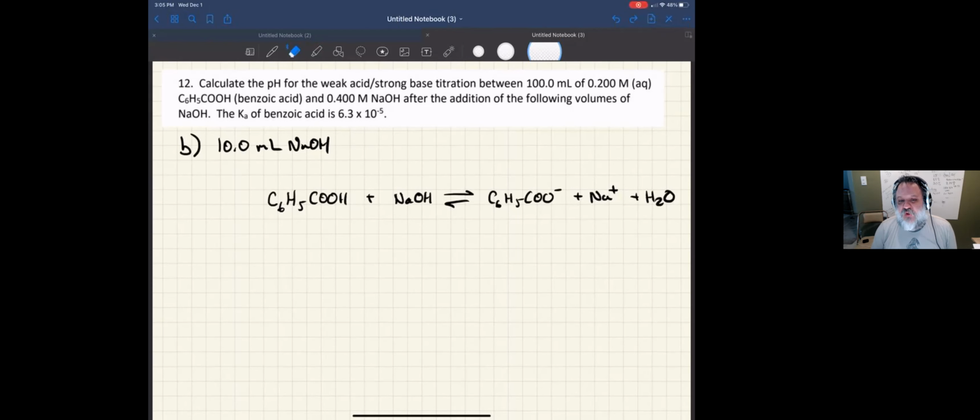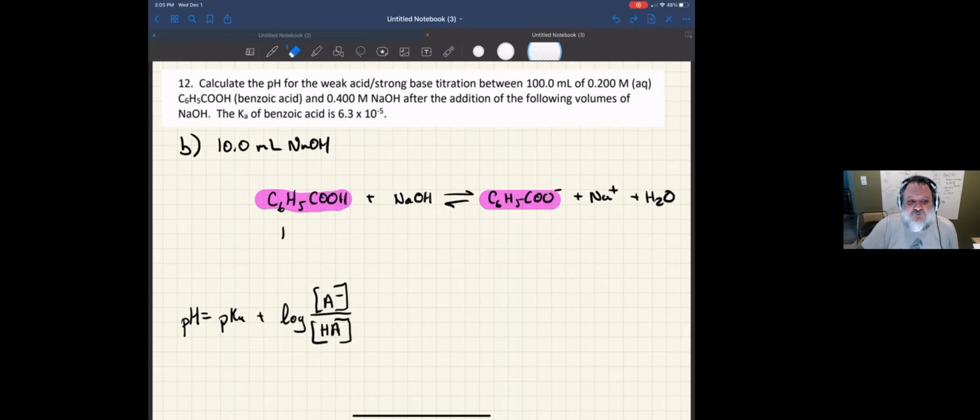And that means writing down the reaction of benzoic acid with sodium hydroxide like I've done here. Benzoic acid plus sodium hydroxide yields benzoate plus sodium ion plus water. And so what we need to be able to realize is that having benzoic acid and benzoate in the solution means that I've got a buffer going on, and so I can use the Henderson-Hasselbalch equation in order to figure out what the pH is.